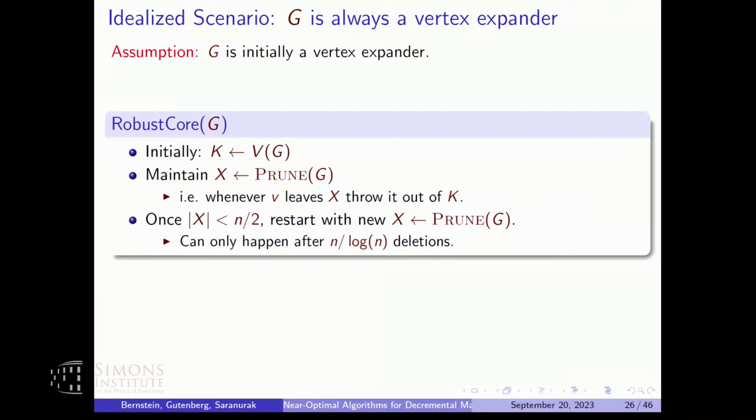What is prune of G? Prune is just a subroutine that maintains a large expander. If you start with an expander, it maintains a large expander inside it, even through deletions. So it's maintaining this. Prune is just returning this set X.